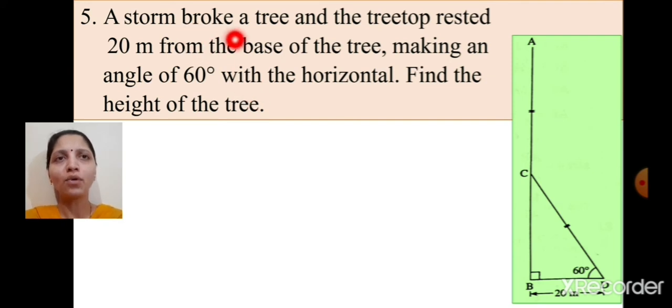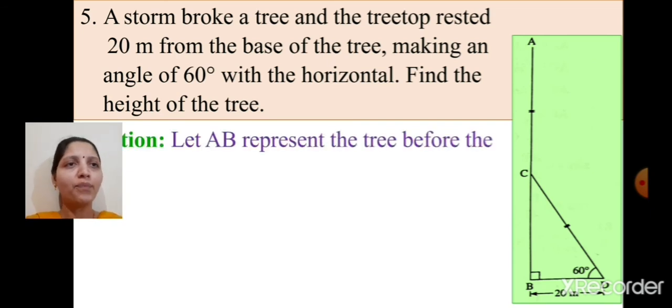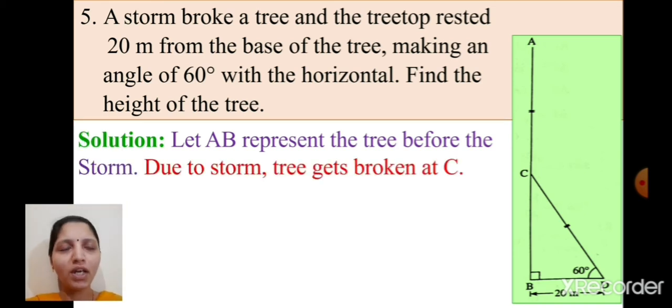A storm broke a tree and the tree top rested 20 meters from the base of the tree, making an angle of 60 degrees with the horizontal. Find the height of the tree. So this is the diagram for this. This segment AB represents the tree, that is the height of the tree before the storm. Okay. Then due to the storm, the tree gets broken at point C, and it falls down here at point D.